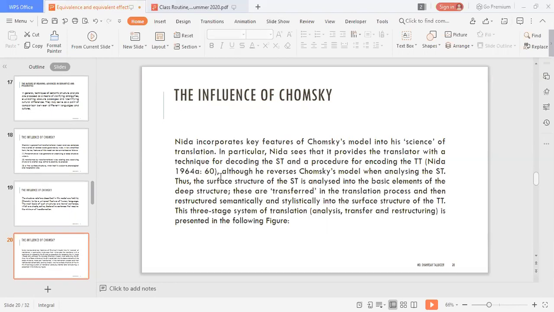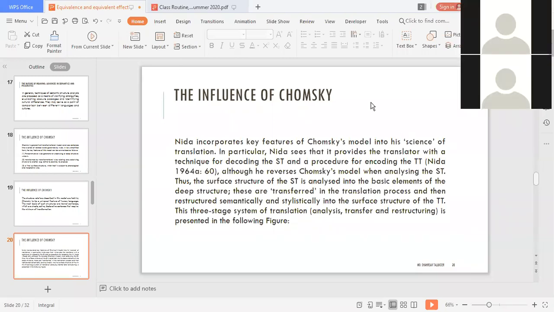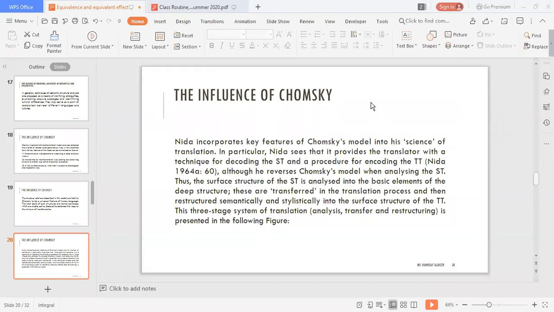here is the next slide to say that Nida incorporates key features of Chomsky's model into his science of translation. So you see that he actually introduced Chomsky's idea. While he was introducing the science of translation, he brought this idea, Chomsky's transformational generative grammar, or generative transformational model, into the explanation of the science of translation.